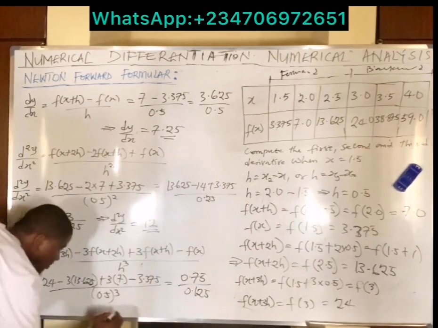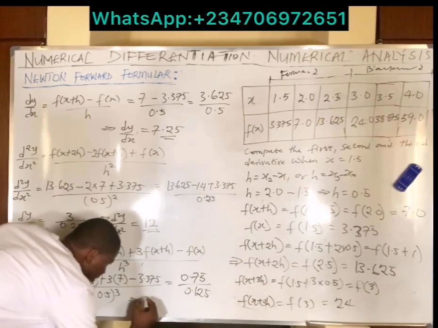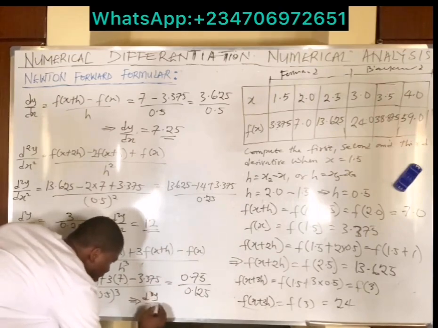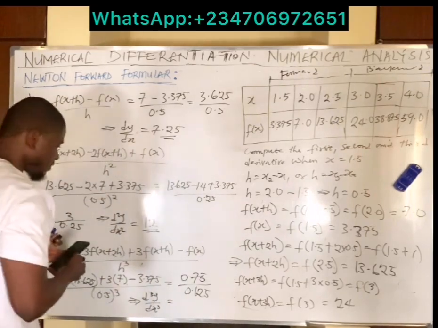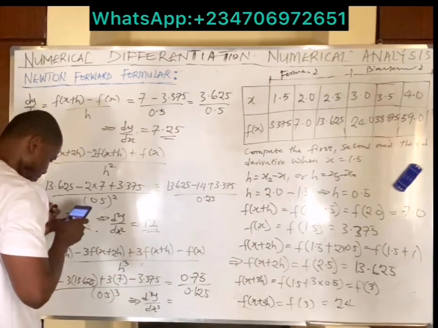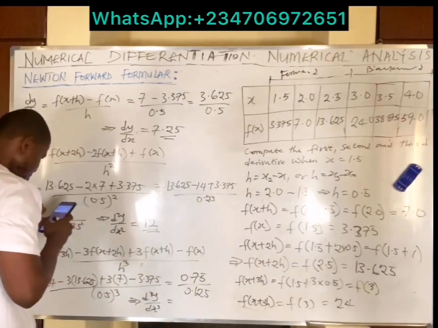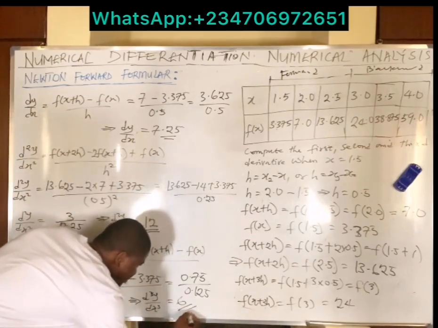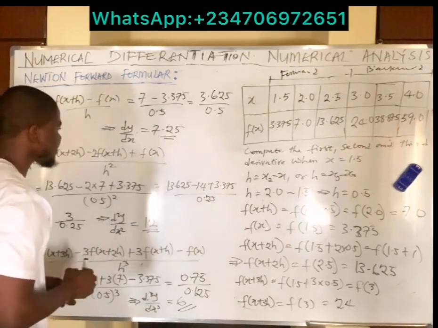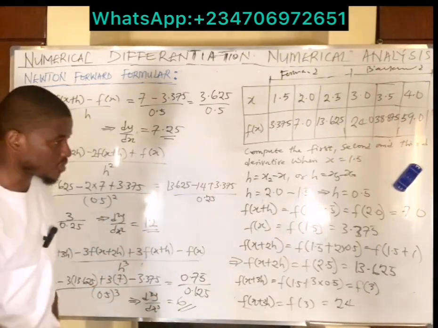So this simply implies that the third derivative approximation, the cube y all over the x cube, is going to be equal to, so let's obtain 0.75 divided by 0.125. That simply gives us 6. So the third derivative when x is equal to 1.5 is simply 6 for that given question.